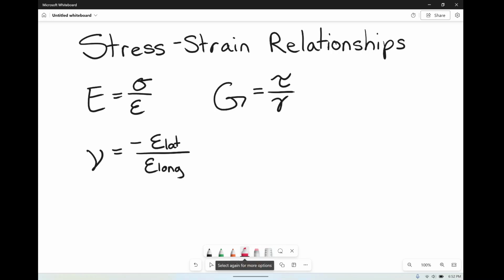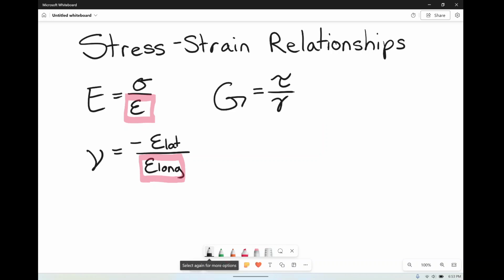Now, just to make sure that everything's pretty clear on what is lateral and what is longitudinal, longitudinal strain is the strain down the axis of the member, which is effectively your normal strain. So if you want to know how much a rubber band shrinks in cross-sectional size when you pull it and stretch it out, that's what Poisson's ratio is going to give you.